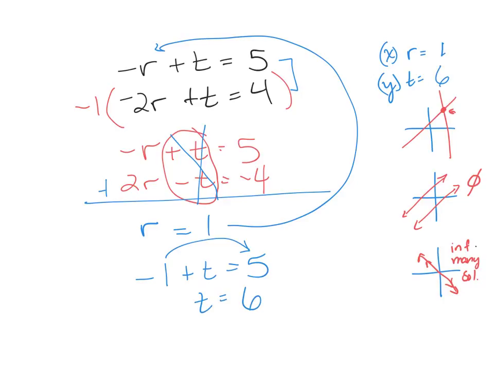And then I would do a little check and make sure that that makes sense. So -1 plus 6 is 5. That checks out. And -2 plus 6 is 4. That checks out also. So that's the answer. You would write your answer in an XY pair like this, 1, 6.